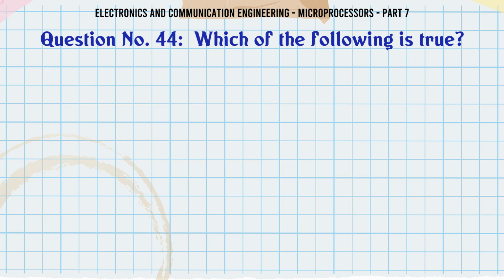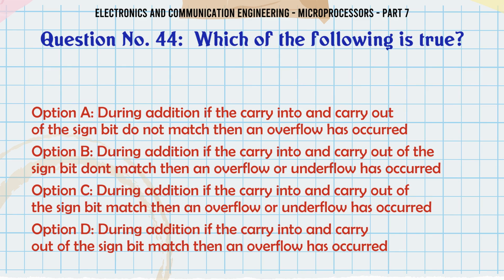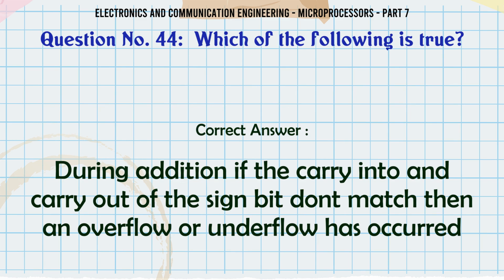Which of the following is true? A. During addition, if the carry into and carry out of the sign bit do not match, then an overflow has occurred. B. During addition, if the carry into and carry out of the sign bit don't match, then an overflow or underflow has occurred. C. During addition, if the carry into and carry out of the sign bit match, then an overflow or underflow has occurred. D. During addition, if the carry into and carry out of the sign bit match, then an overflow has occurred. The correct answer is during addition, if the carry into and carry out of the sign bit don't match, then an overflow or underflow has occurred.